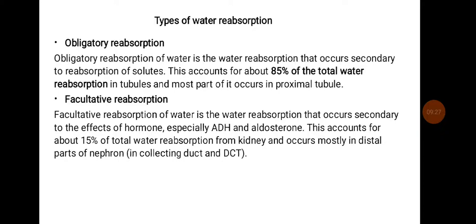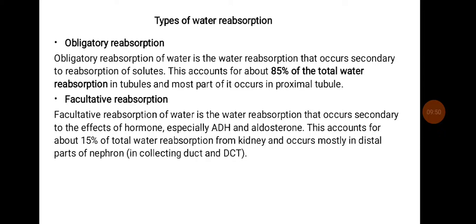Types of water reabsorption. It can be obligatory reabsorption or facultative reabsorption. Obligatory reabsorption of water is the water reabsorption that occurs secondary to reabsorption of solutes. So this accounts for about 85% of the total water reabsorption in the tubules, and most of it occurs in the proximal tubule.